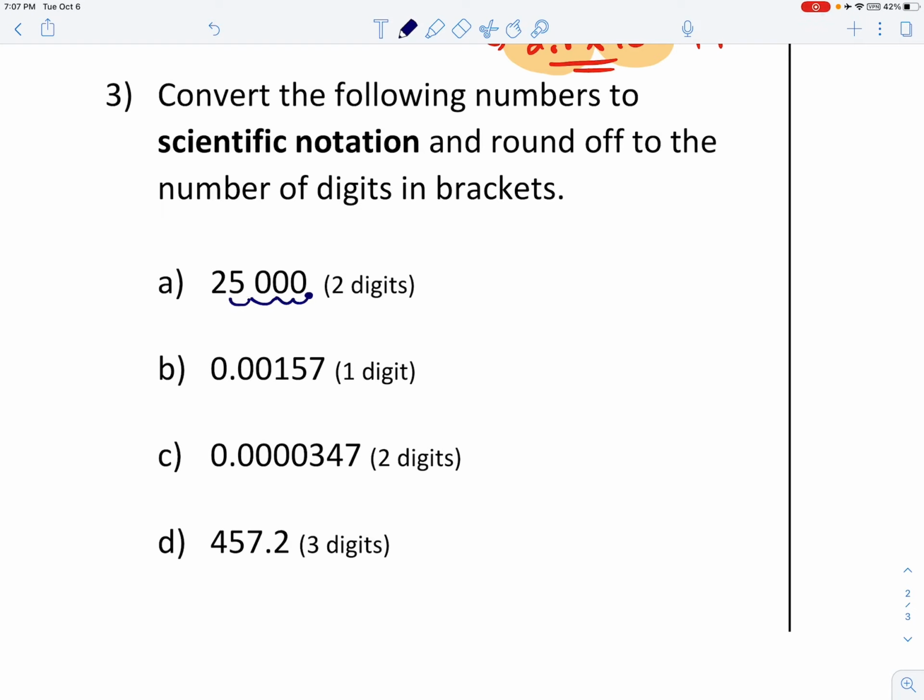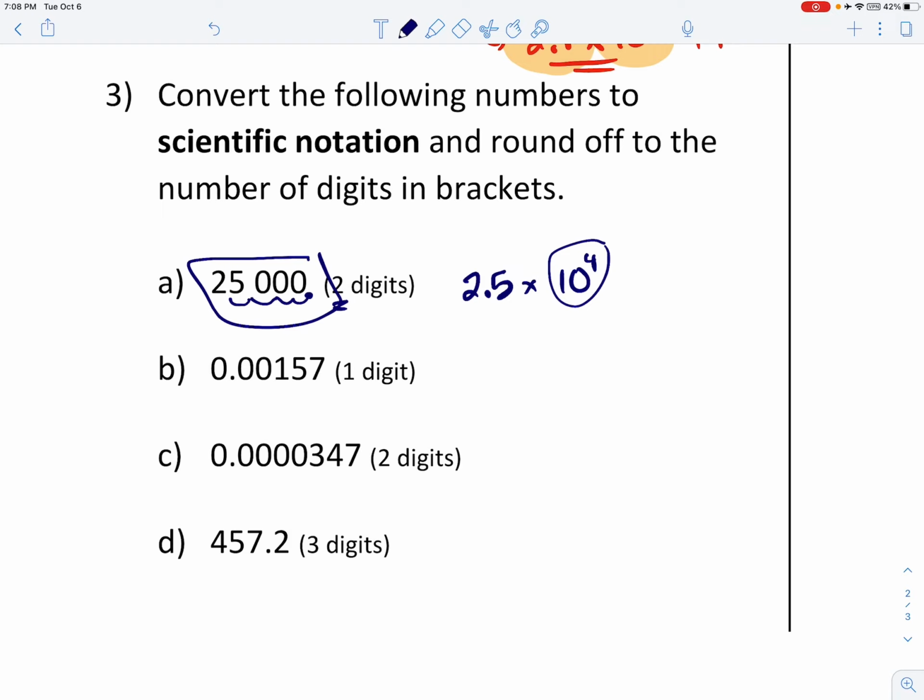And if we move the decimal 1, 2, 3, 4 places, we're going to get a number between 1 and 10. We'll get 2.5. So we were told to keep 2 digits in the answer, so we can write 2.5. Because I moved the decimal 4 places, we can say times 10 to the 4. And finally, because the number 25,000 is a large number, it's bigger than 1, the exponent stays as a positive 4. If we had had a small number, like in the next question, part B, we would say negative 4.